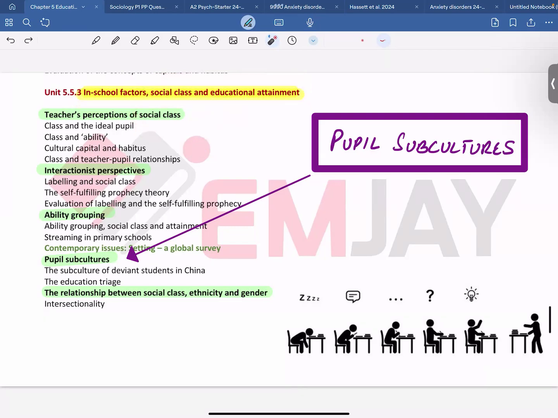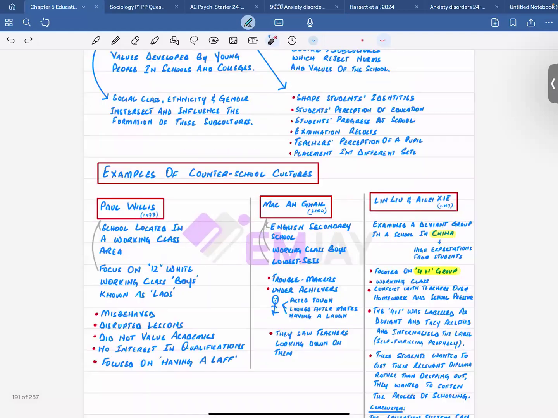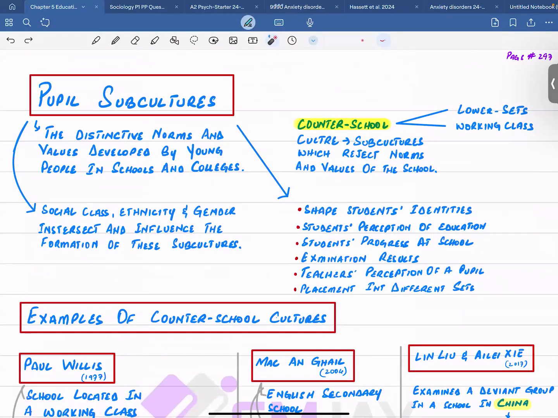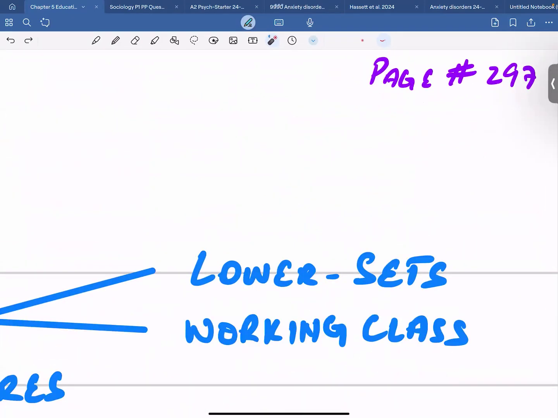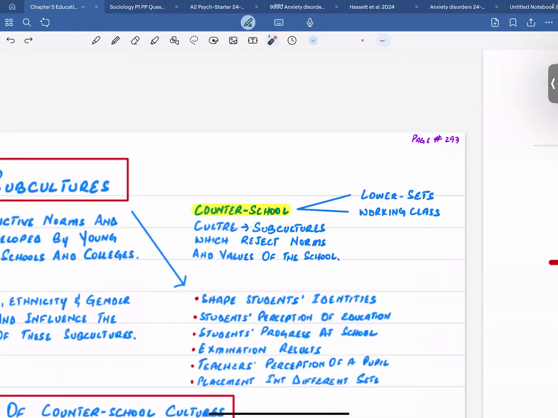There were a couple of topics over here. We initially started off with teachers' perception of social class. Then we spoke about the interactionist perspective, followed by ability grouping, and now we're finally hopping into pupil subcultures. What exactly does the word pupil subculture mean? You can get more details on this topic from the Cambridge endorsed student book published by Collins, also referred to as the Purple Book, on page number 297.